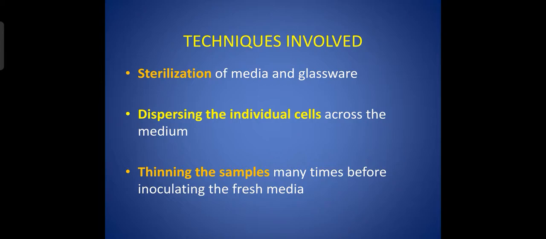What are the techniques involved in pure culture? Sterilization of media and glasswares. Sterilization is attaining zero microbes in the glasswares and media, dispersing the individual cells across the medium, thinning the samples many times before inoculating the fresh media.